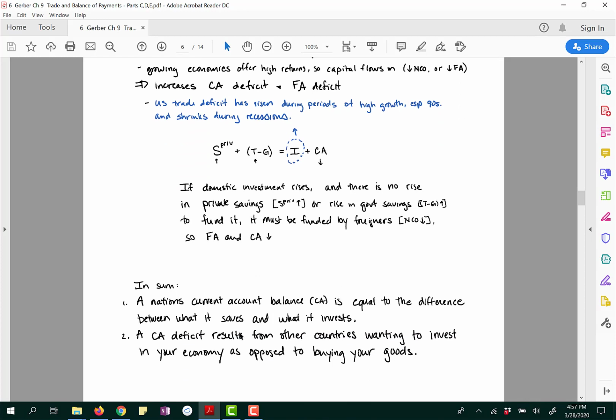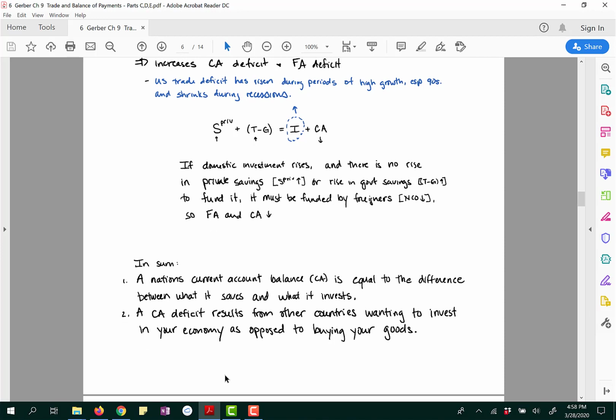A couple key points. A nation's current account balance is equal to the difference between its savings and its investment. A current account deficit is caused by other countries wanting to invest in your economy as opposed to buying your goods and services.